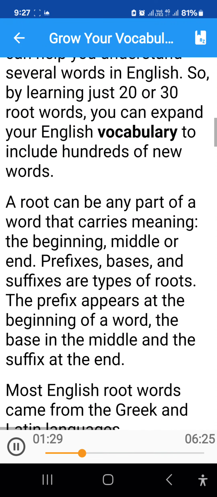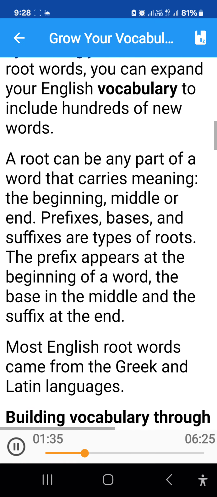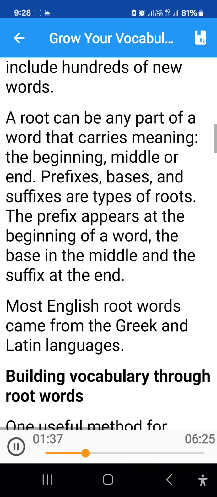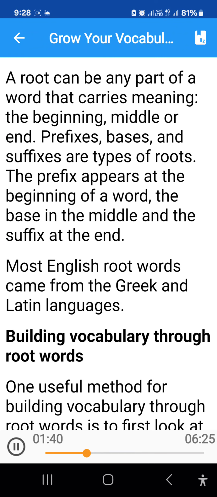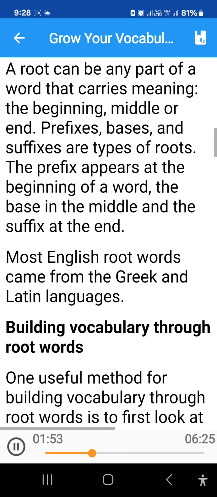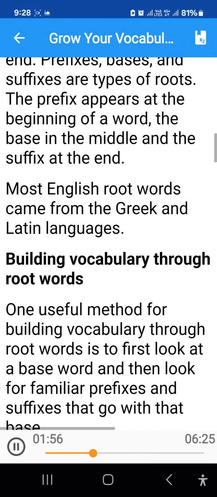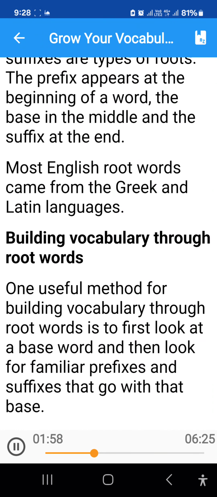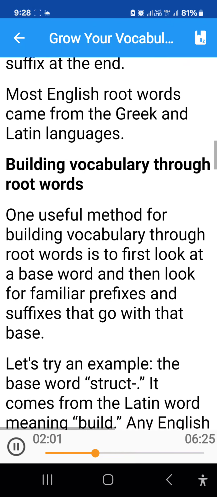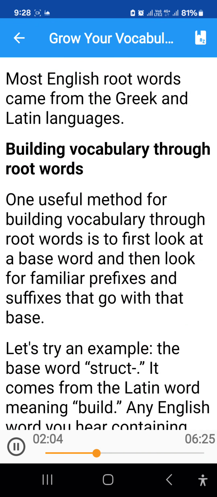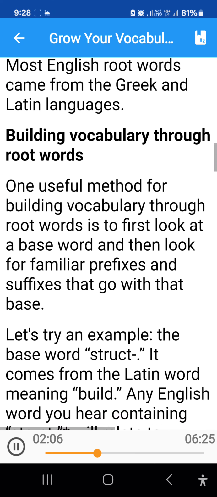So by learning just 20 or 30 root words, you can expand your English vocabulary to include hundreds of new words. A root can be any part of a word that carries meaning, the beginning, middle, or end. Prefixes, bases, and suffixes are types of roots. The prefix appears at the beginning of a word, the base in the middle, and the suffix at the end. Most English root words come from the Greek and Latin languages.